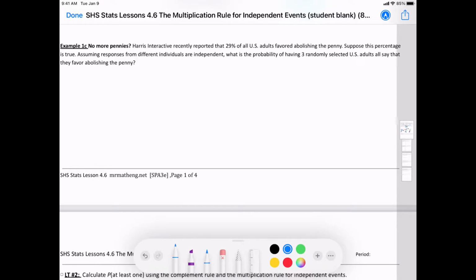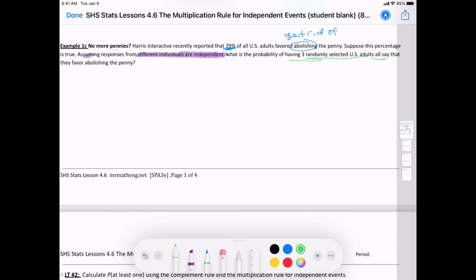No more pennies? Harris Interactive recently reported that 29% of all US adults favored abolishing, getting rid of, the penny. Suppose this percentage is true. Assuming responses from individuals are independent, so I'm going to highlight that, are independent, super important. What is the probability of having 3 randomly selected adults all say they favor abolishing the penny?